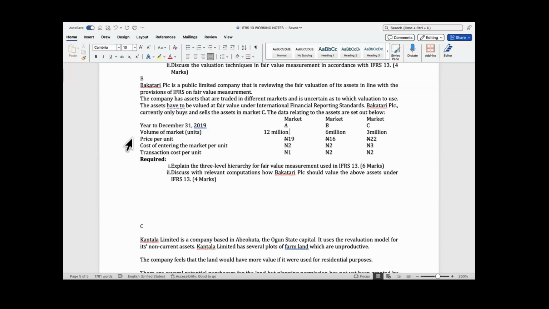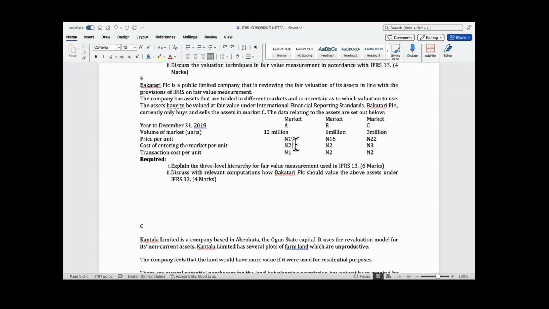And the fair value is the selling price minus all incidental costs. And here now, the only incidental cost we have here is the cost of entering the market. Remember, we do not deduct transaction cost in determining our fair value. So since market A is the principal market, our fair value is simply 19 naira minus 2 naira, which is the cost of entering the market.